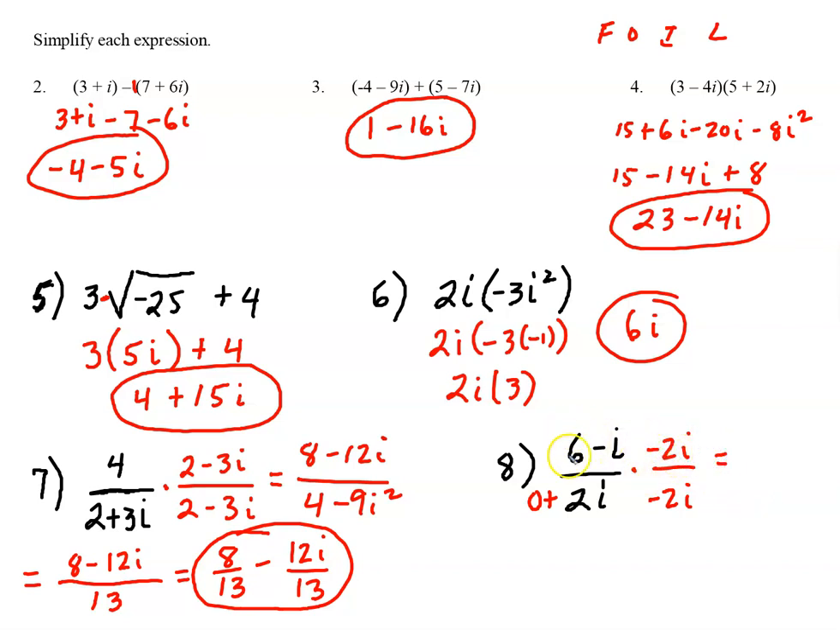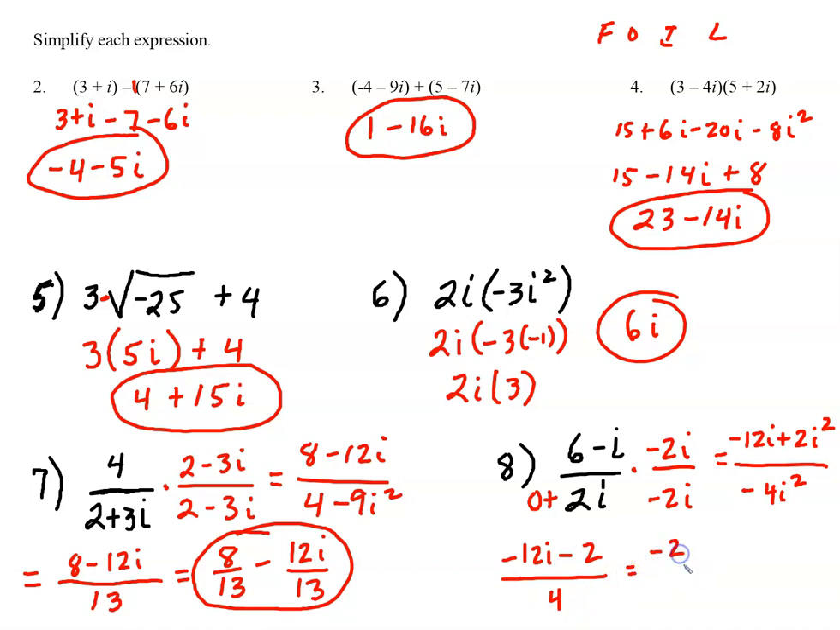So distribute negative 2i times both. So that would be negative 12i. And this would be plus, negative times negative makes positive, and it would be 2i squared. And then down here, this would be negative 4i squared. Now we need to always simplify i squared. So I'll just come down here. This is negative 12i. And if I let i squared be negative 1, it's like 2 times negative 1, which is minus 2. And then this is negative 4 times negative 1, which makes positive 4.